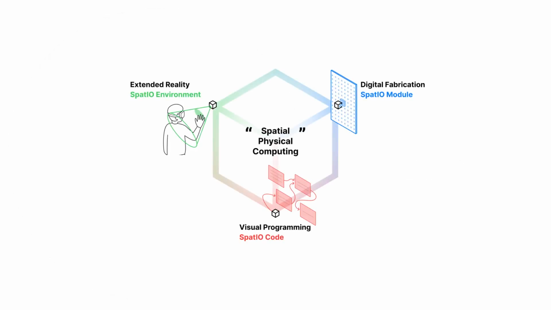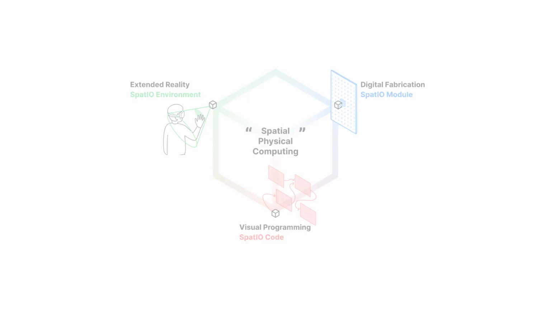In summary, SpatIO offers a seamless workflow that bridges virtual and physical prototyping, allowing for efficient design, testing, and iteration. By integrating XR, digital fabrication, and flow-based programming, SpatIO makes spatial physical computing more accessible and powerful.